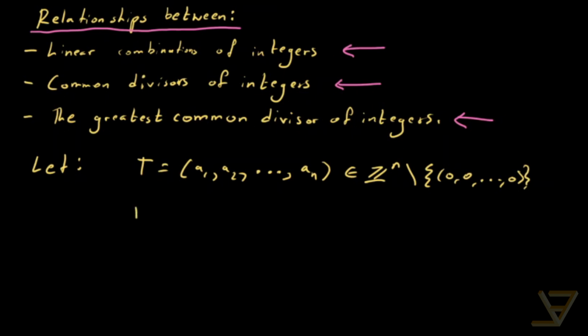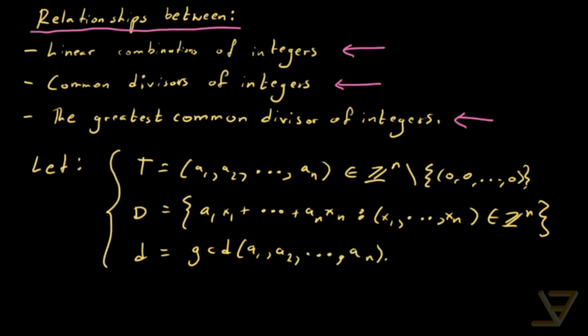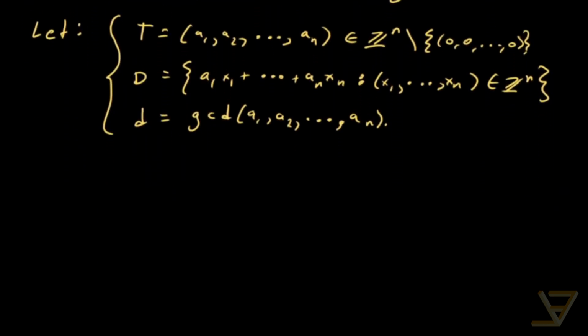Secondly, we're going to have the set D, which is equal to the set of linear combinations a1 x1 all the way through to an xn, such that x1 through to xn is any n-tuple of integers. And finally, we're going to say little d is equal to the GCD of a1, a2, all the way through to an. So these are three definitions that we're going to need several times.